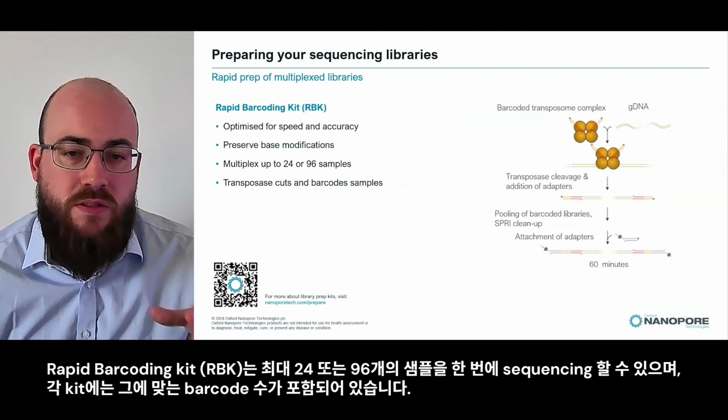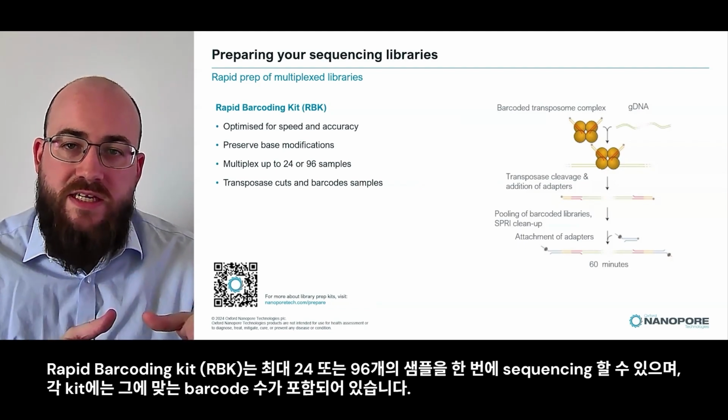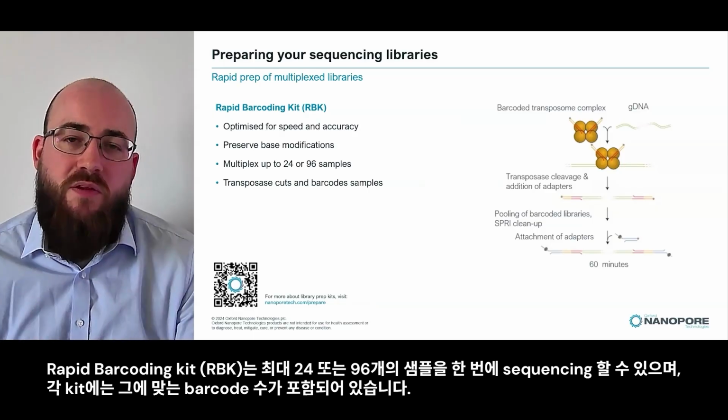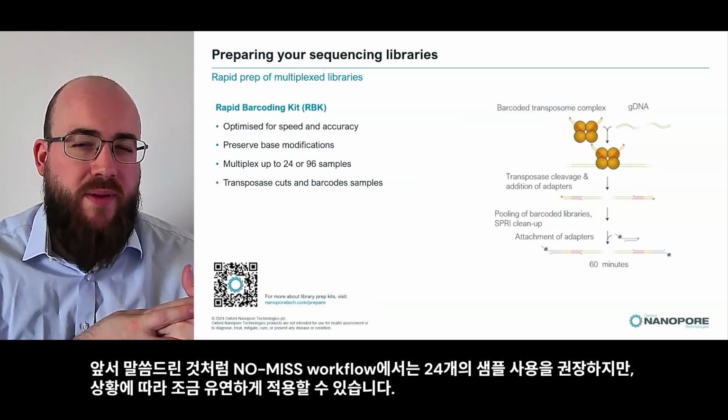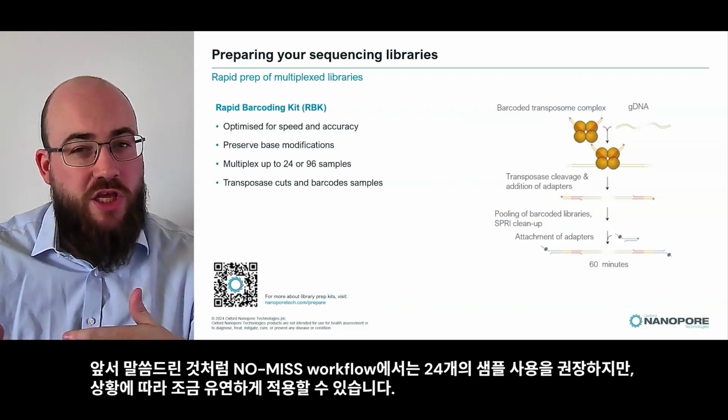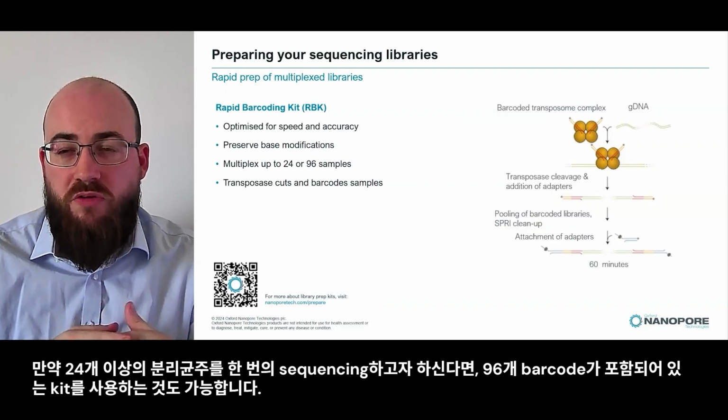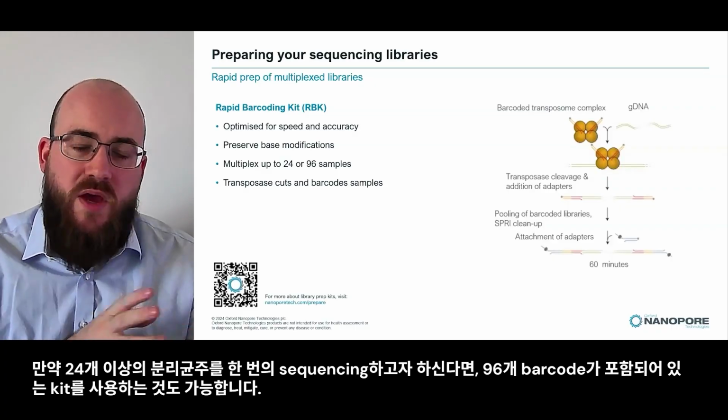Now, these kits are sold to do up to 24 or 96 samples. That's how many barcodes will be in each kit you get. We've spoken before about NOMIS. We're going to recommend 24, but as we've said, you can flex that. If you're needing to put more than 24 isolates on a run, you might want to get the 96 kit to use that.